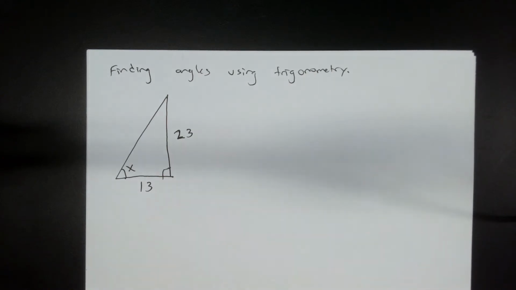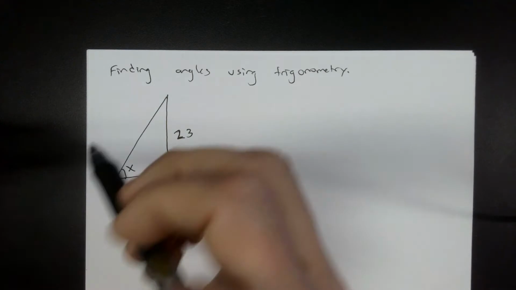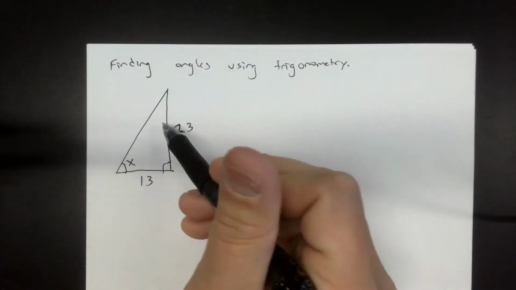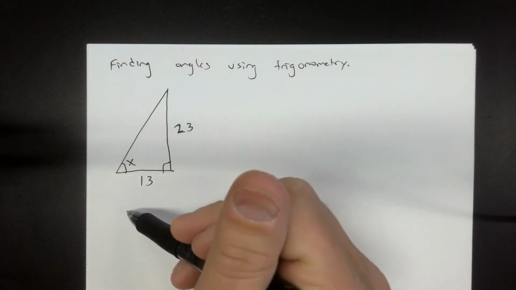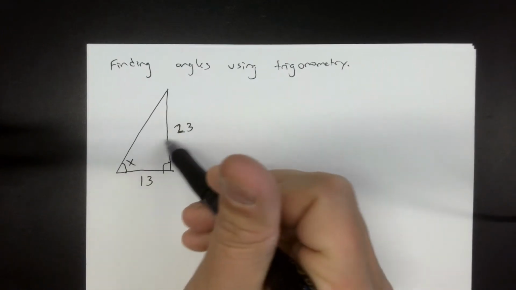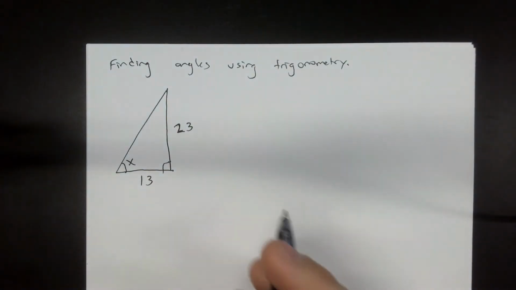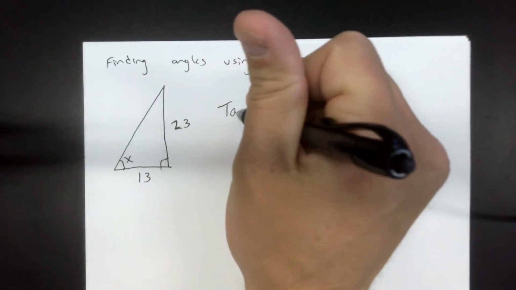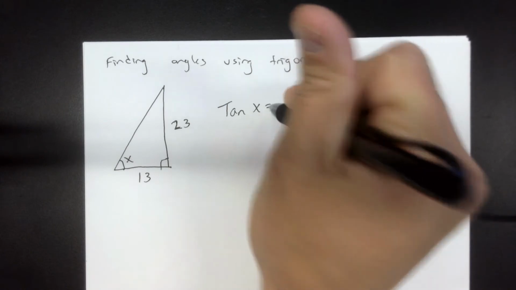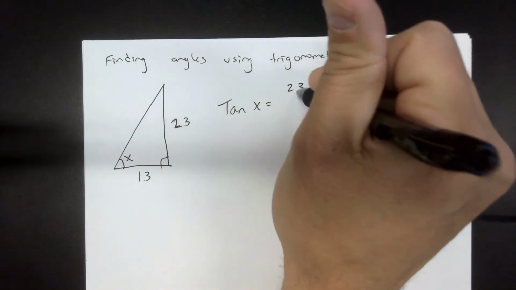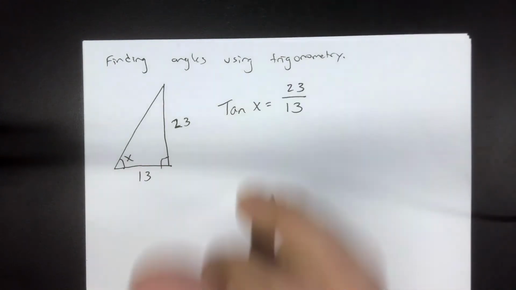There we go. Okay, so we use tangent because they don't give us the hypotenuse. And tangent, from this angle, we have the side opposite and the side adjacent. Opposite is across from it, adjacent's next to it. So the way you would write this is tangent of x, because the angle always goes next to it, of 23 over 13.